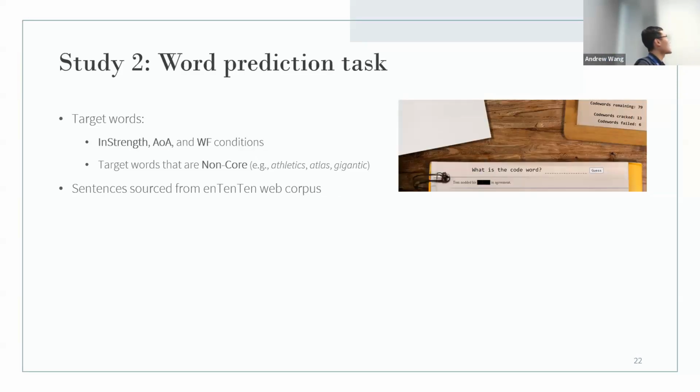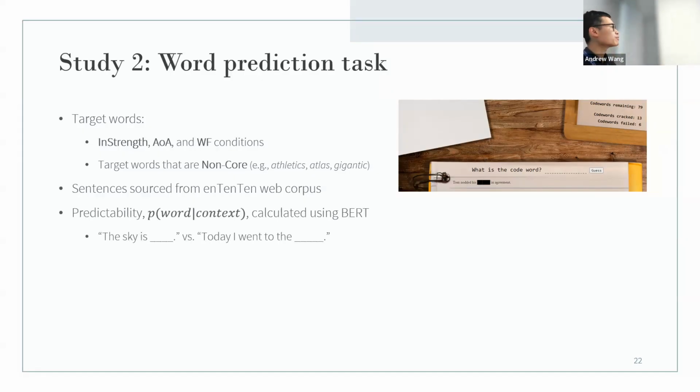We used a word prediction task in which people saw a single sentence with a target word missing, and they had one chance to guess this target word. We used the same target words from study 1. So again, those are the in-strength, AOA, and WF target word conditions. For this experiment, we also included the set of target words that were non-core, so words that are not defined as core under any of the 3 metrics, to provide a baseline comparison to those core target words, to see how well predicted they are compared to those non-core words. We sourced the sentences from the enTenTen web corpus. We wanted naturalistic and realistic instances of language use instead of making up our own sentences.